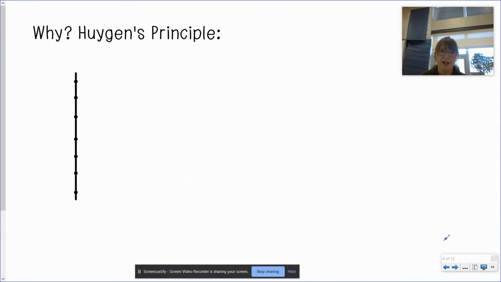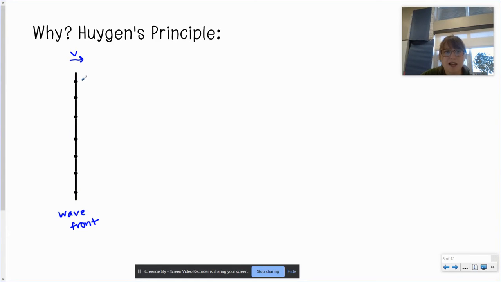Right, so now why is this happening? I'm sure you're all wondering that. So the why is Huygens' principle. This principle states that if this is a wave front here, this wave front, which looks like a solid wave, you can think of this as an ocean wave, the crest of it, let's say it's moving to the right.